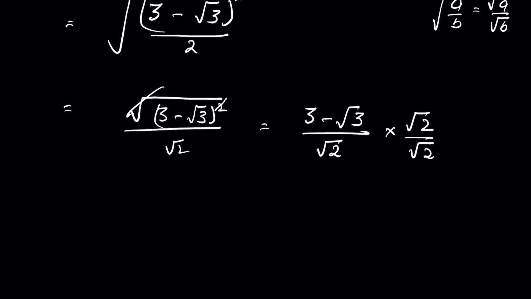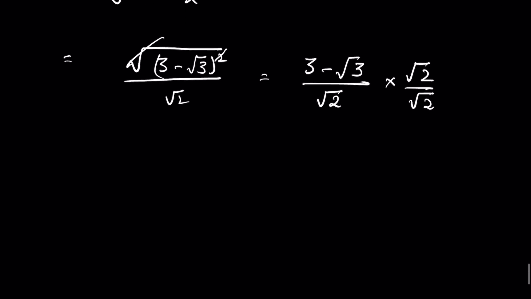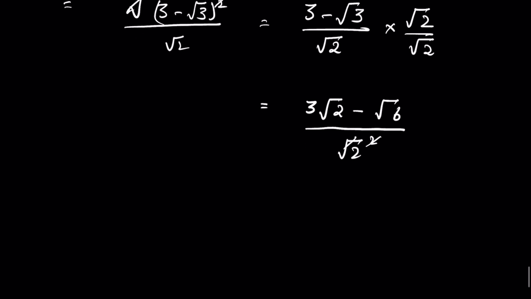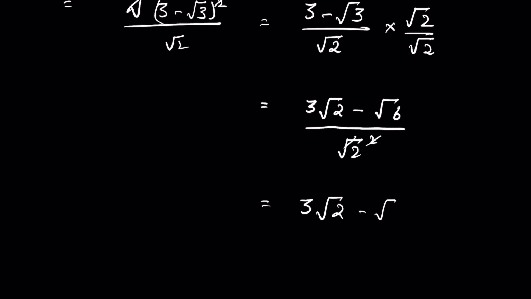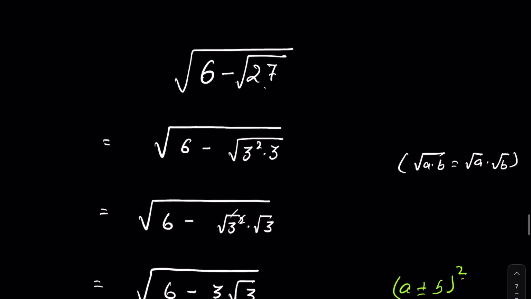Again, when we multiply and divide it by the same number, it's like multiplying it by 1. So it is 3 times square root of 2 minus square root of 6 upon square root of 2 square. Remove the square root with this square. So it is 3 times square root of 2 minus square root of 6 upon 2. This is the answer.